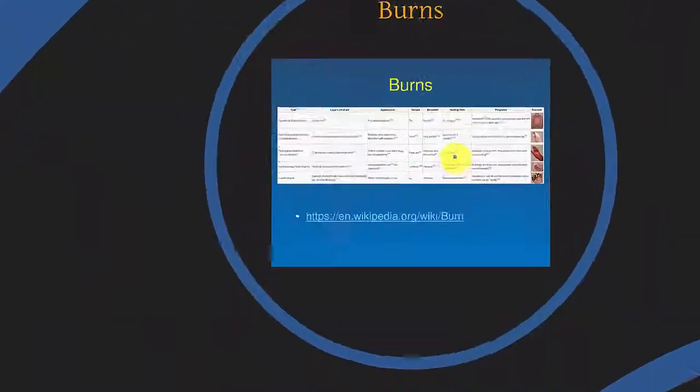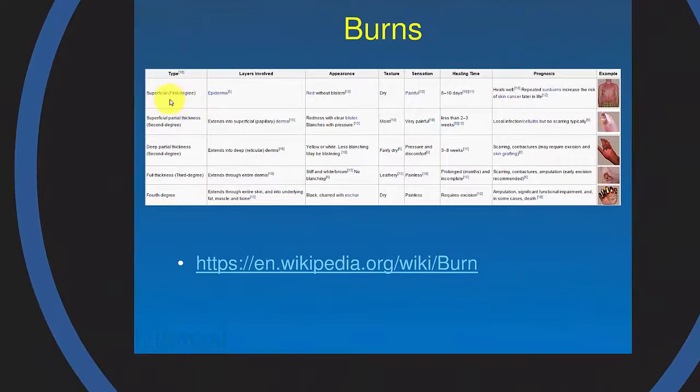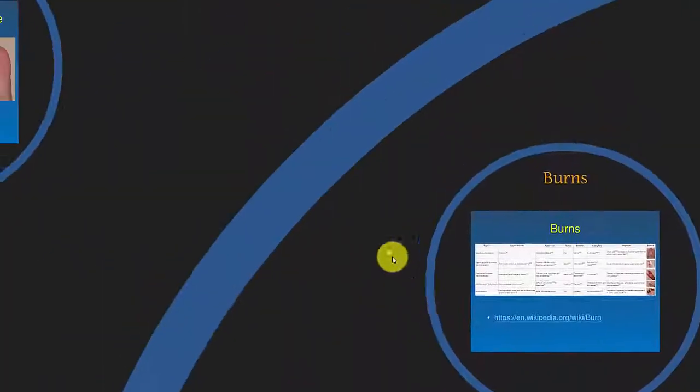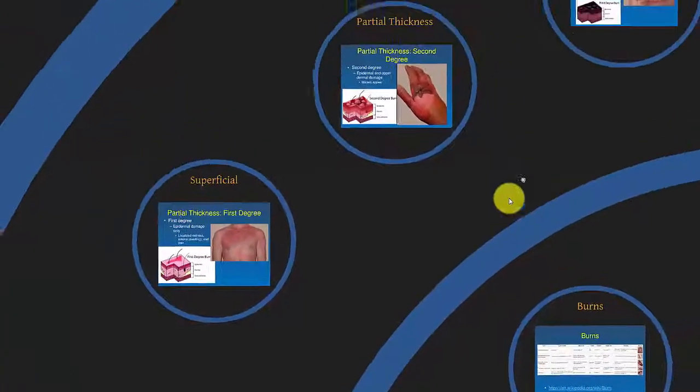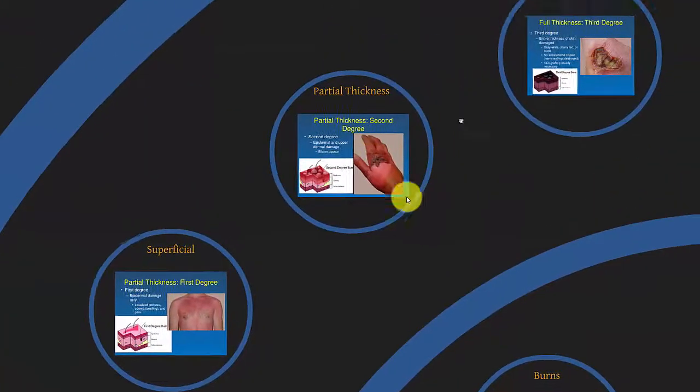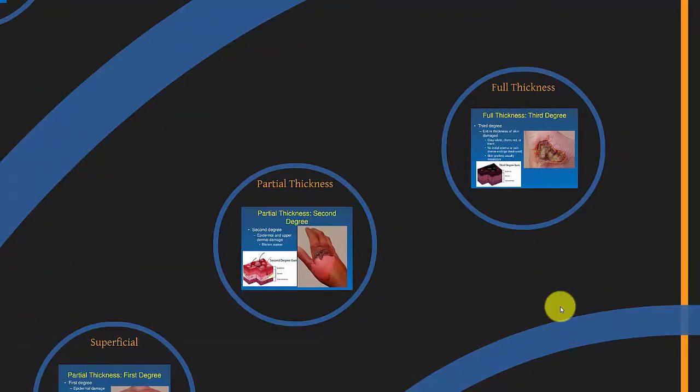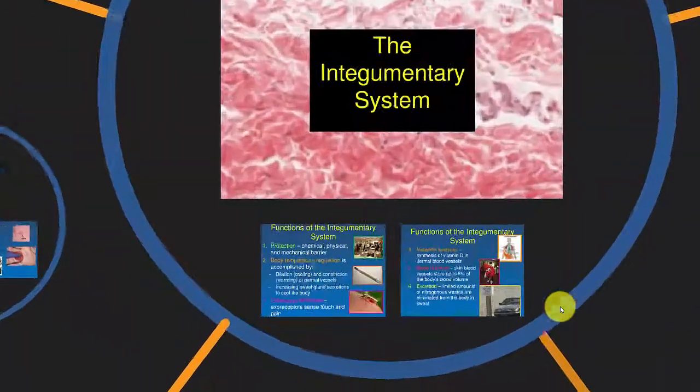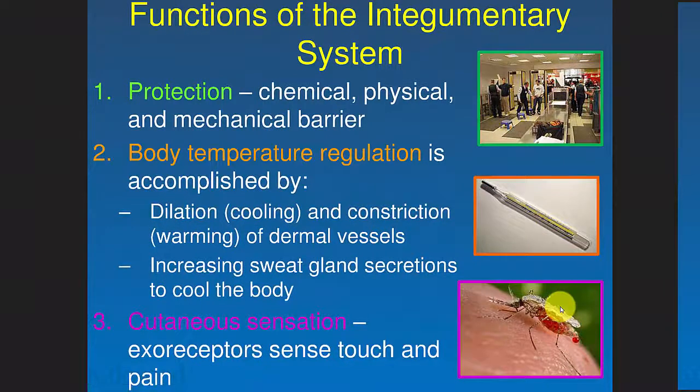Burns gets pretty complex because there's a lot of different classification systems. So the 2 main classification systems are superficial to full thickness, or 1st degree, 2nd degree, 3rd degree, and 4th degree. We're going to kind of put those together into an amalgam. Superficial, partial thickness, and then full thickness is what we'll do. And start looking through the functions of the integumentary system.